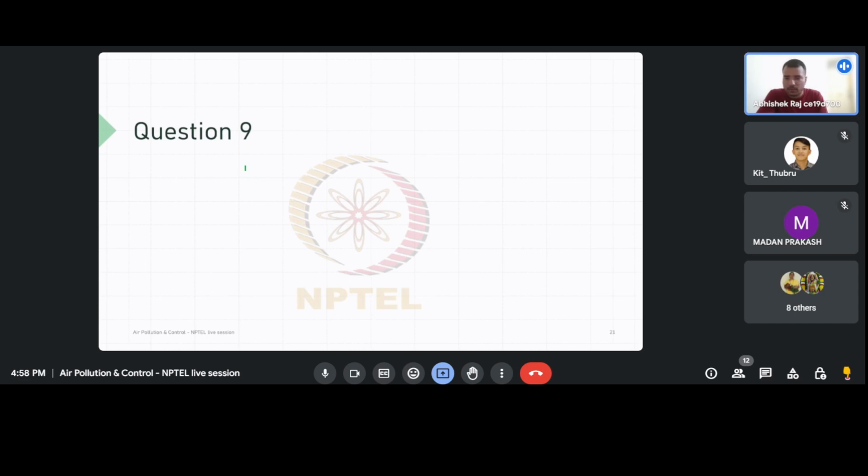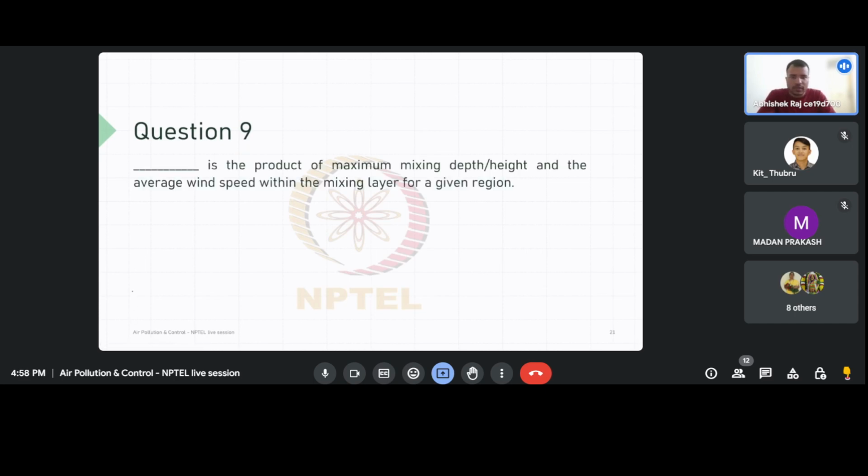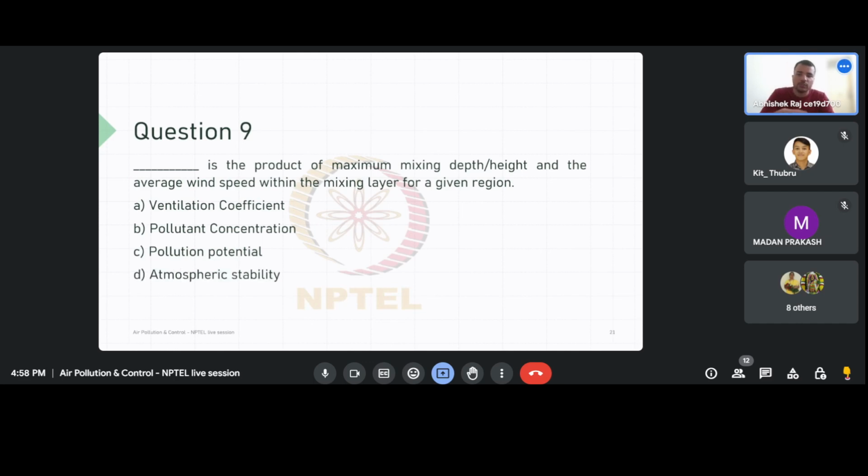Moving to question 9. So theoretical question. What is the product of maximum mixing depth or height and the average wind speed within the mixing layer for a given region? Ventilation coefficient, pollutant concentration, pollution potential, and atmospheric stability. So I will drop the poll.